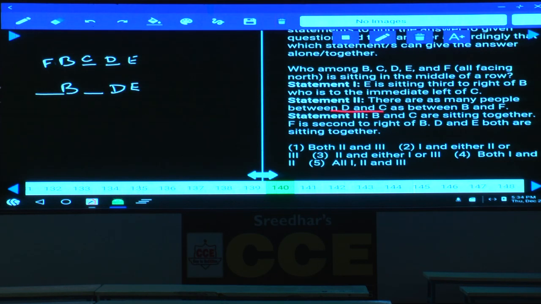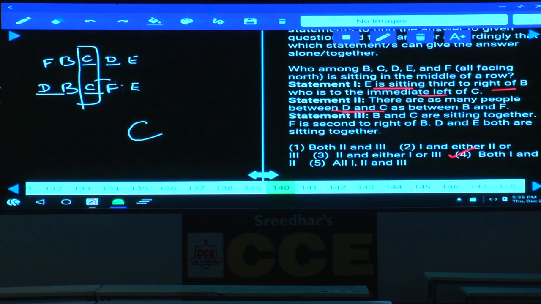Then condition number 1, E is seated third to the right of B and B is to the immediate left of C. B is to the immediate left of C, that's what we got, isn't it? B is to the immediate left of C. Then this is condition number 1, 1 and 3, I don't think so.